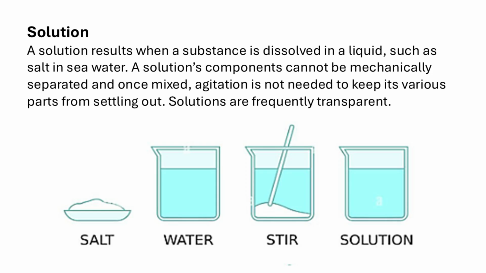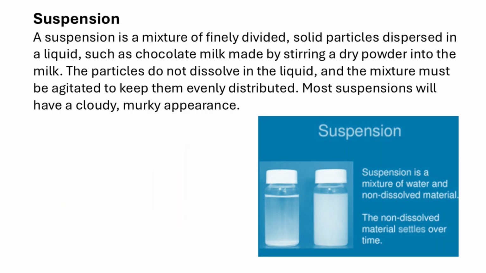Solution. A solution results when a substance is dissolved in a liquid, such as salt in seawater. A solution's components cannot be mechanically separated, and once mixed, agitation is not needed to keep its various parts from settling out. Solutions are frequently transparent. Suspension. A suspension is a mixture of finely divided, solid particles dispersed in a liquid, such as chocolate milk, made by stirring a dry powder into the milk.